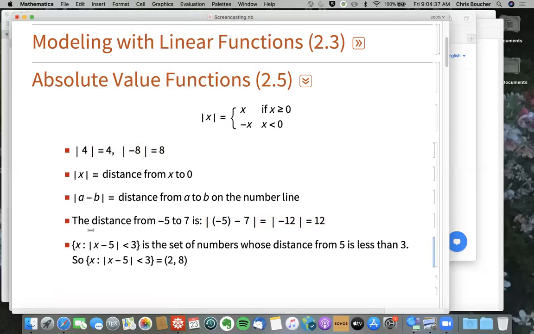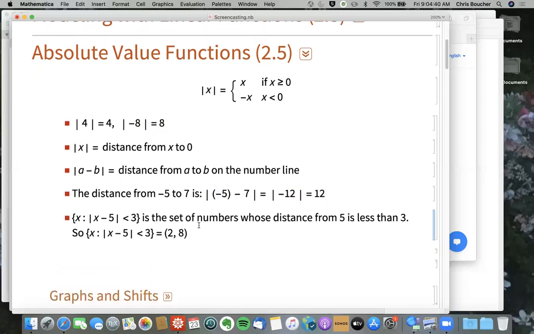And in particular, absolute value allows us to express some sets on the number line nicely, right? So this set, which looks a little complicated, if we think of the absolute value of a difference as distance, what this means is the set of all x such that the distance from x to 5 is less than 3. So what numbers are less than 3 units away from 5? Well, you can go as far as 2 to the left and as far as 8 to the right. So this is just the interval from 2 to 8.